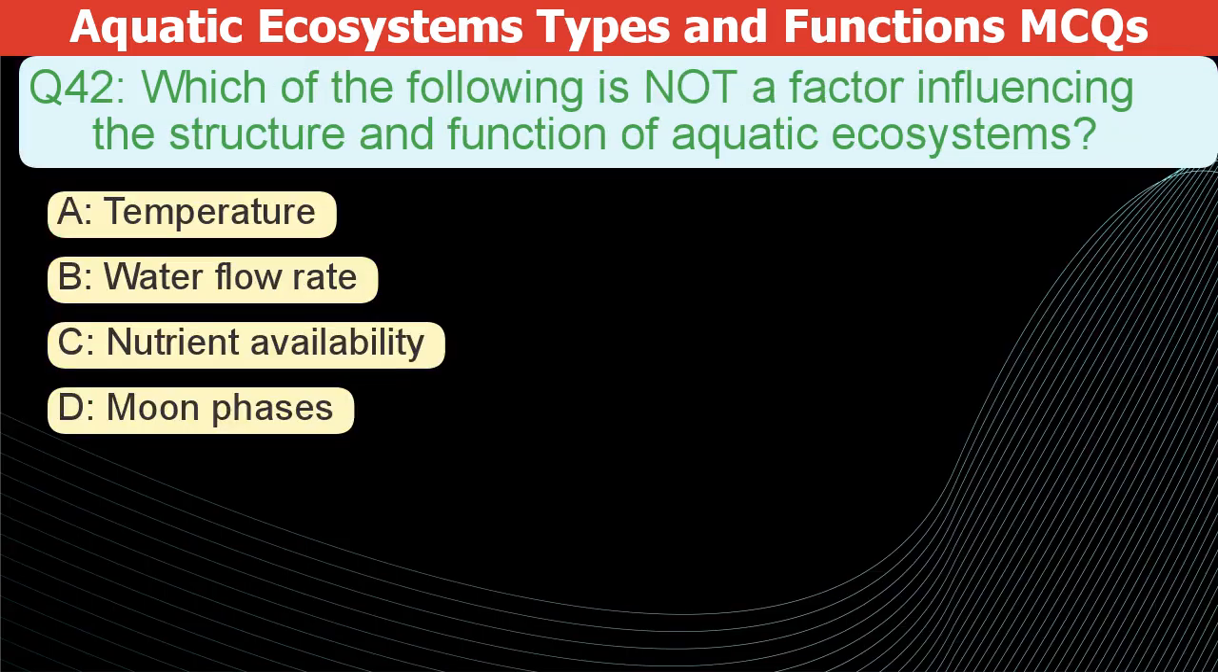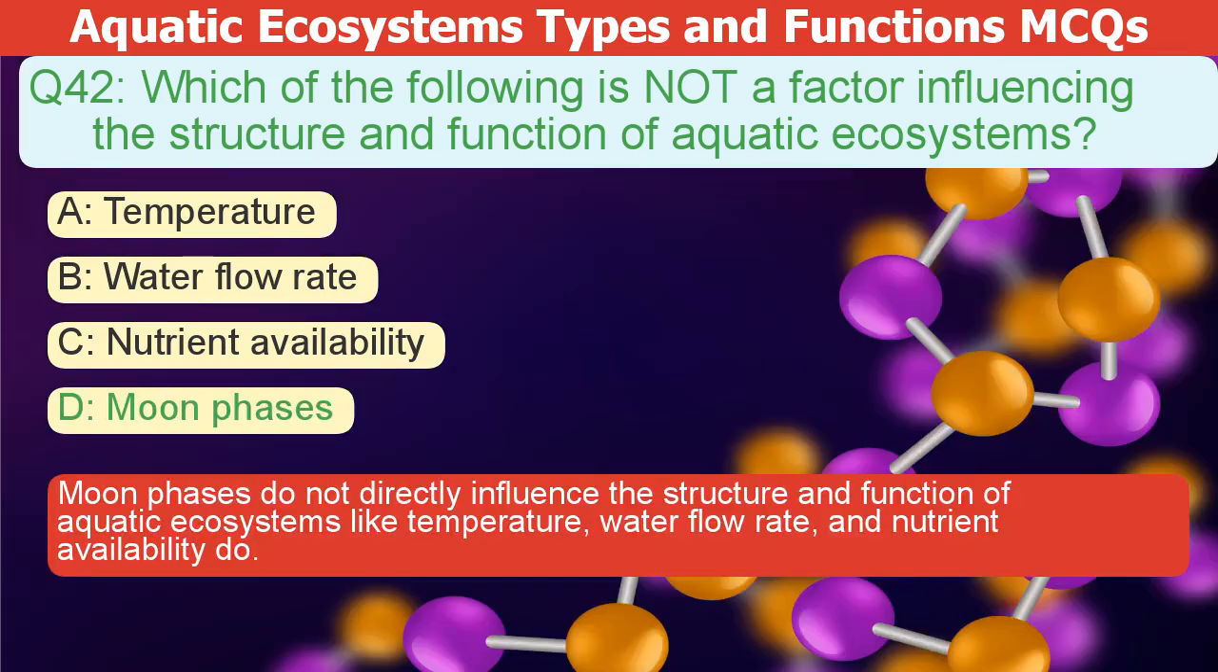What is a characteristic feature of a benthic zone in aquatic ecosystems? A. Located near the surface where light penetrates. B. Composed of floating vegetation like lily pads. C. Home to bottom-dwelling organisms like clams and worms. D. Characterized by fast-moving water currents. The correct answer is C. The benthic zone is the bottom layer of an aquatic ecosystem. It's where bottom-dwelling organisms, like clams, worms, and other benthos, live.